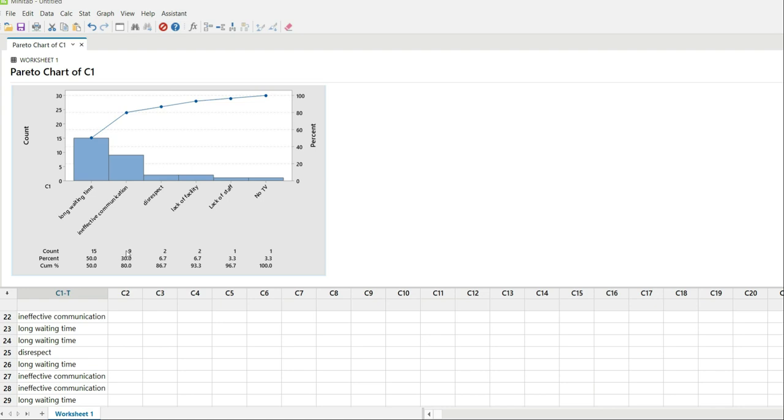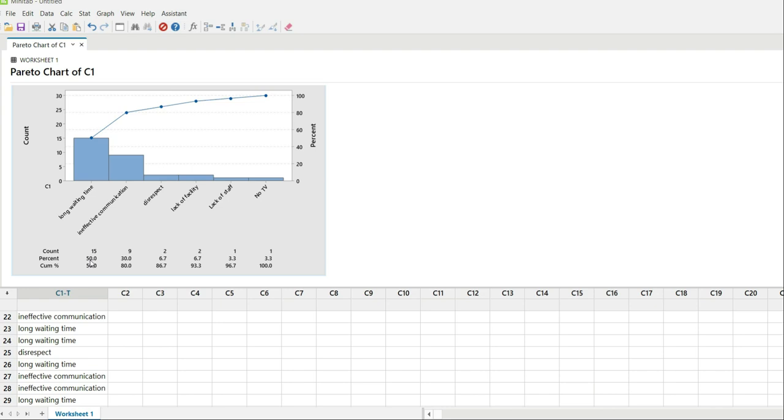And what about 9? Because of ineffective communication. This is the number of patients from each category. And what about 2? Because of disrespect. Only 2 from lack of facility, 1 from lack of staff, and 1 because of no TV.